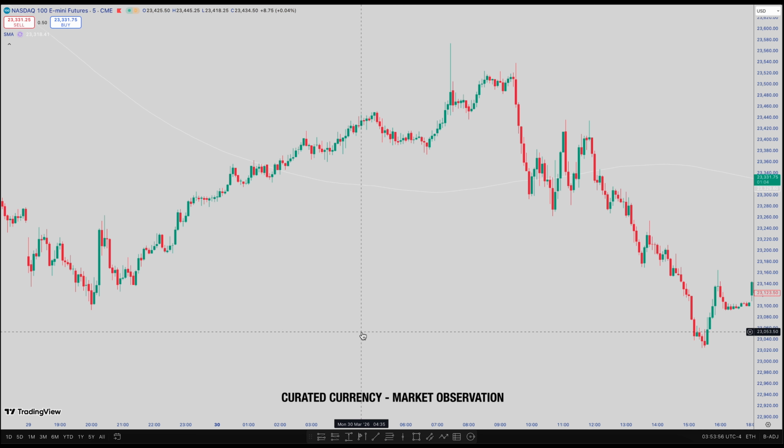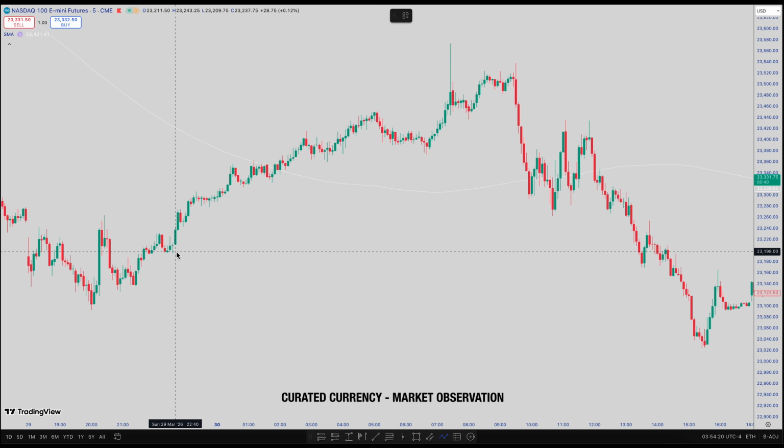Let's start on the left side of the chart from 1900 into 2300. The market begins in accumulation, forming that base. Price moves sideways with overlapping candles, which is showing balance and consolidation. This is where liquidity is being held and the market is coiling rather than trending.